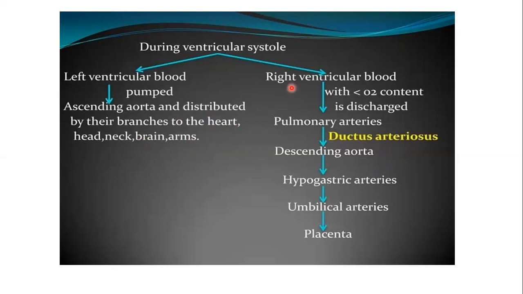Then the blood that goes through the right ventricle is less oxygenated and is pumped through the pulmonary artery, then through the ductus arteriosus to the descending aorta, then the hypogastric artery, umbilical artery, and then to the placenta. This is for the exchange of nutrients and oxygen before it goes back again through the umbilical vein.